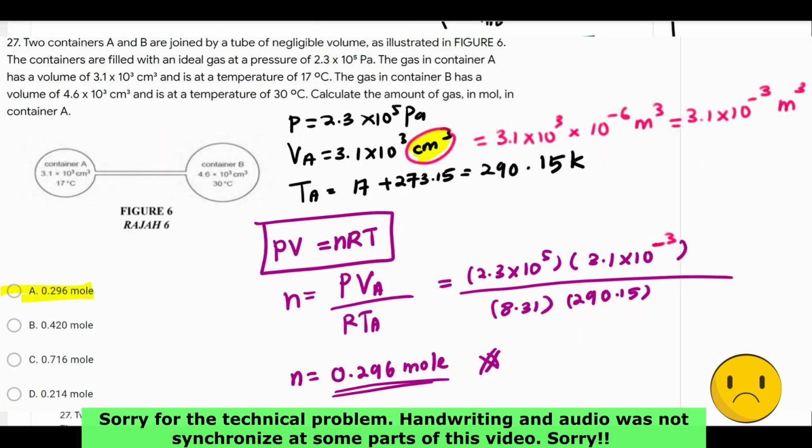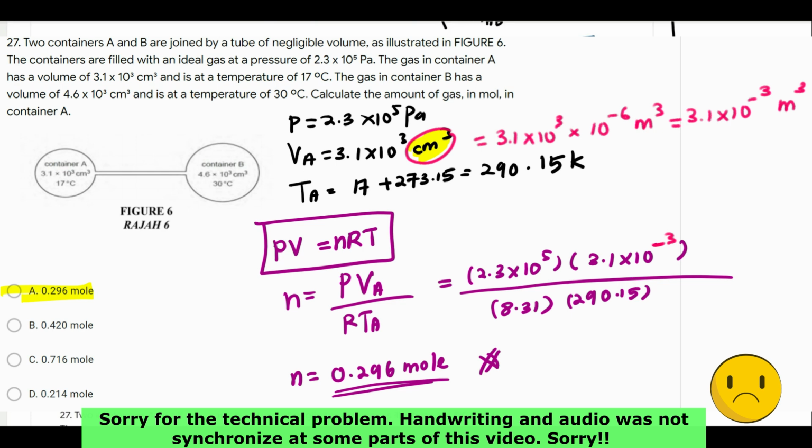Boleh. Okay, next part. Here we have two containers, A and B, joined by a tube of negligible volume as illustrated in figure 6. The containers are filled with an ideal gas at a pressure of 2.3 exponent 5. Soalan dah bagi, kita boleh keluarkan maklumat dia, where the pressure is 2.3 exponent 5 Pascal. Given that the volume in gas container A is 3.1 exponent 3 centimeter cube and the temperature for A is given 17 degrees.